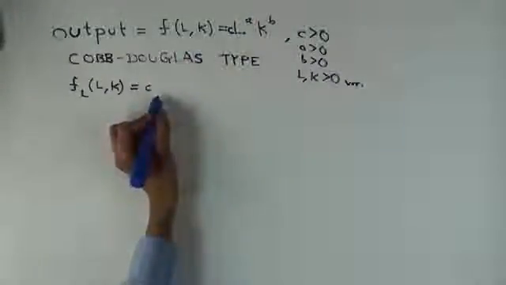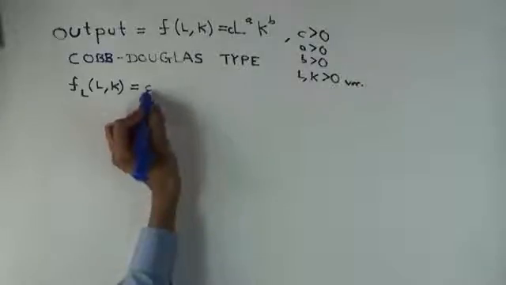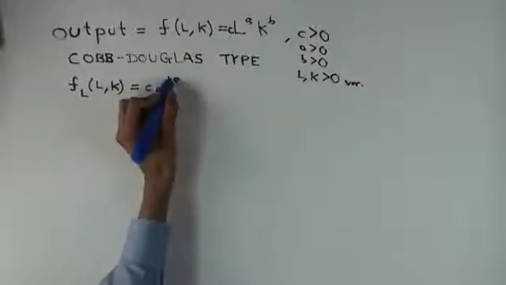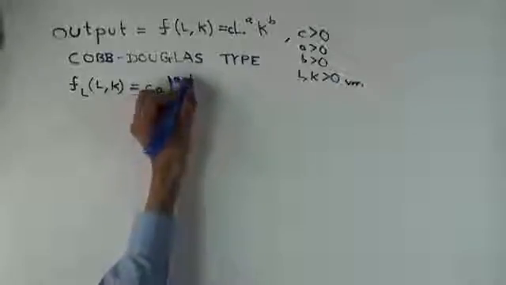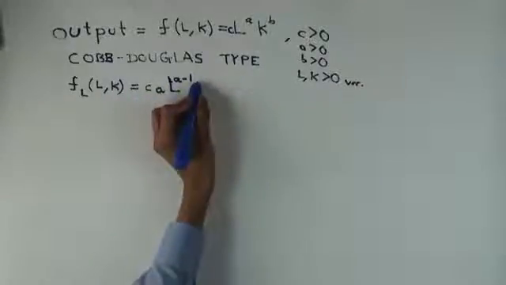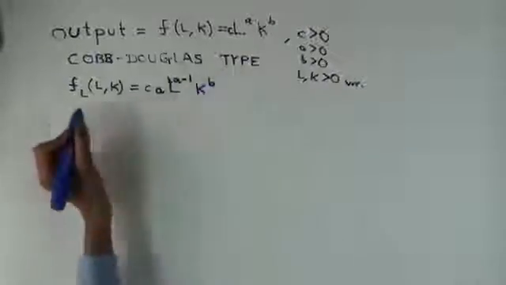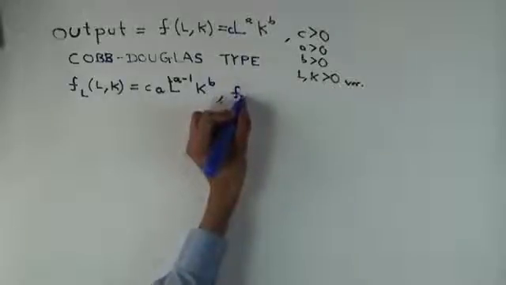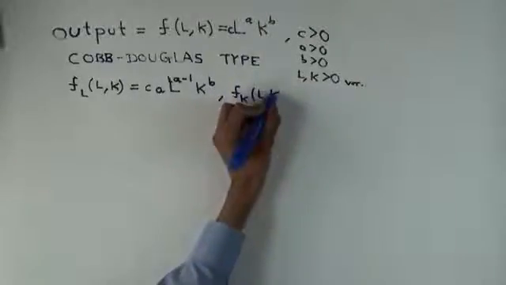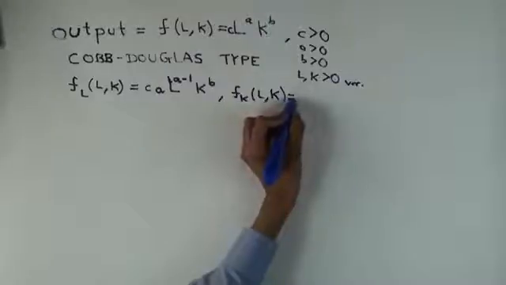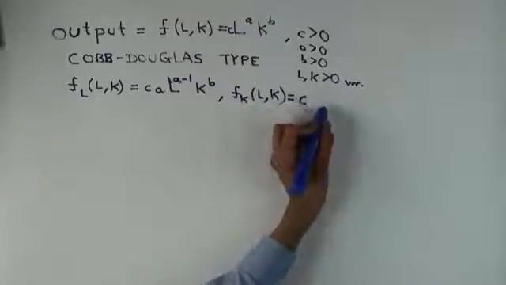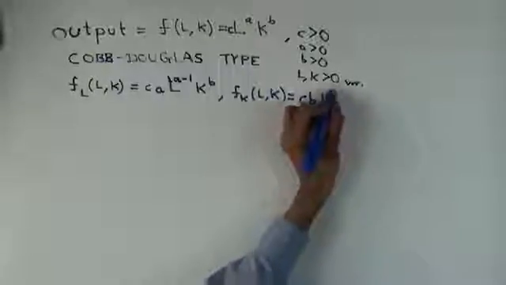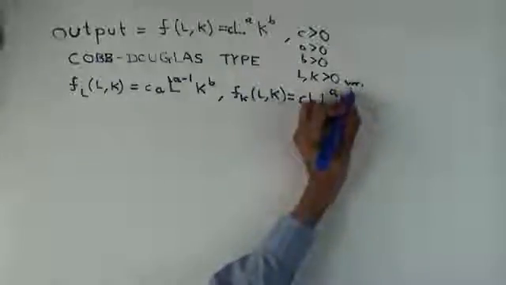So, what's the partial with respect to L? Well, it's C A L to the A minus 1, K to the B. And F sub K is C L to the A times B. You can pull the B out. L to the A, K to the B minus 1.